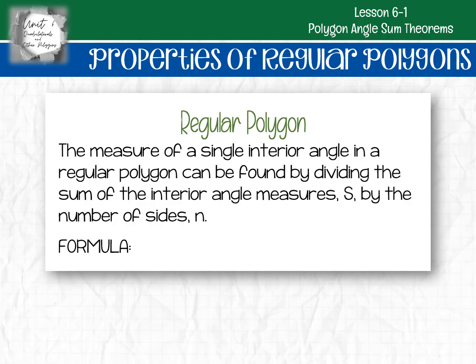Regular polygon: the measure of a single interior angle in a regular polygon can be found by dividing the sum of the interior angle measures S by the number of sides n. So here's our formula. n minus 2 times 180, that is the sum of the interior angles. But if it's regular, all the angles are the same, so you can divide by n to find each one.